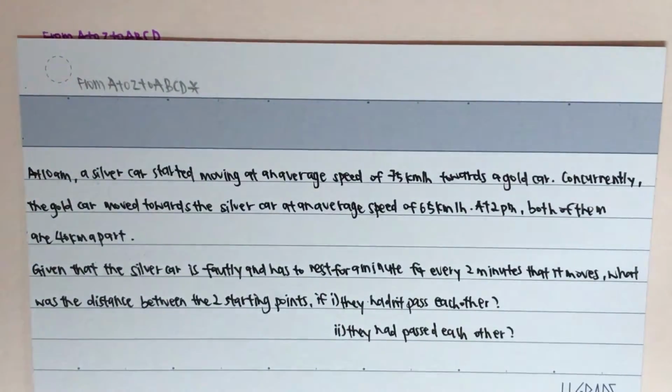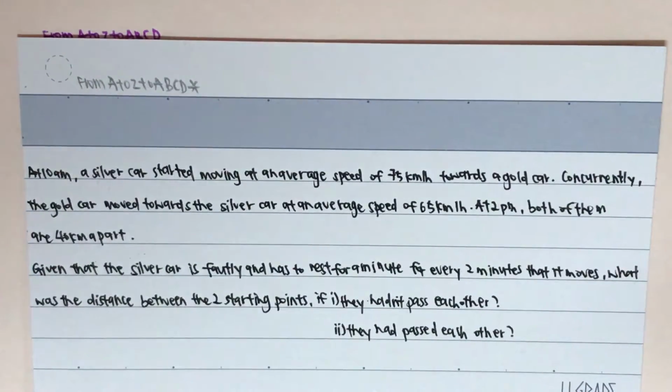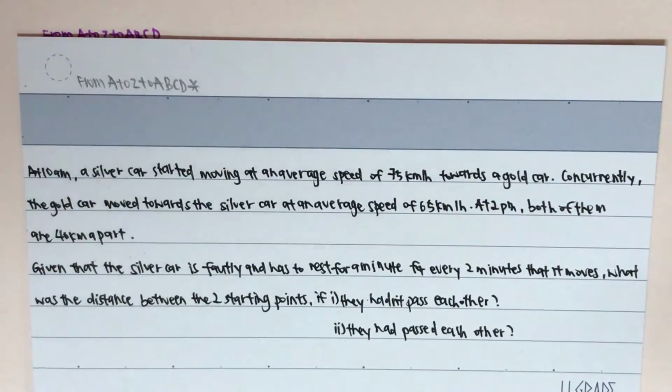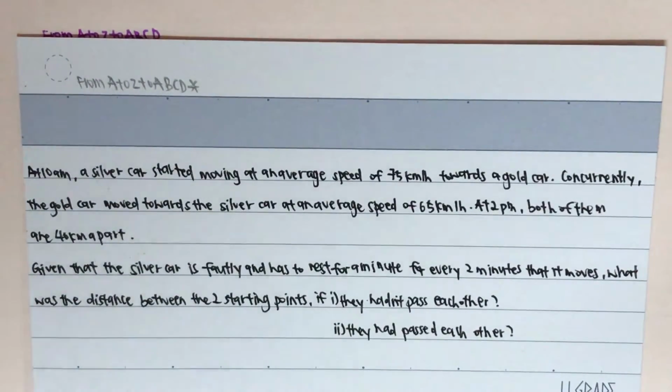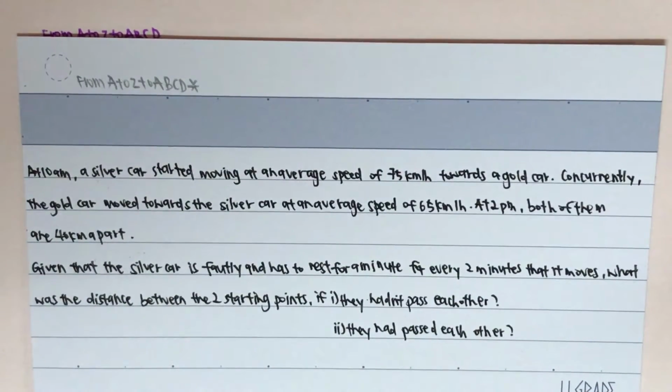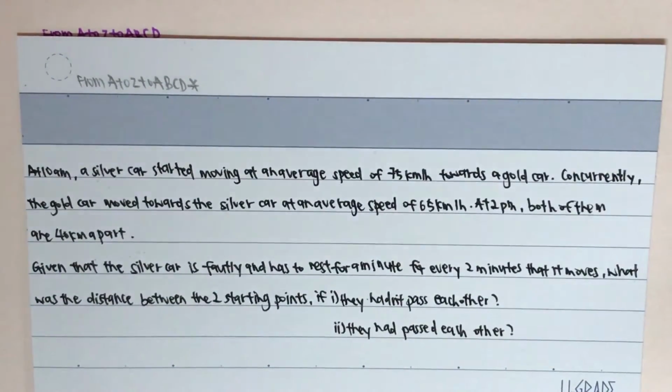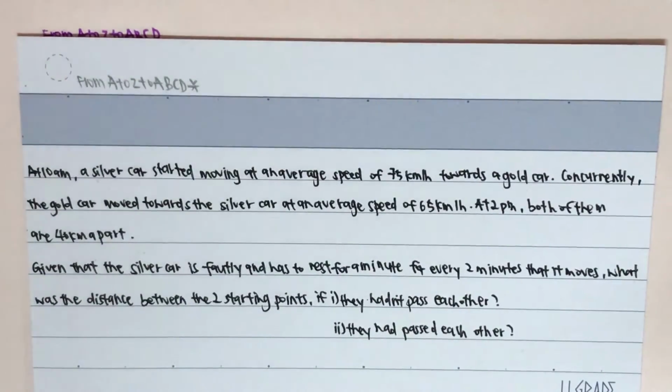Okay, coming to the question. At 10 a.m., a silver car started moving at an average speed of 75 kilometers per hour towards a gold car. Concurrently, the gold car moved towards the silver car at an average speed of 65 kilometers per hour. At 2 p.m., both of them are 40 kilometers apart. Given that the silver car has to rest for a minute for every 2 minutes that it travels, what was the distance between the two starting points if, number 1, they hadn't passed each other, number 2, they had passed each other?